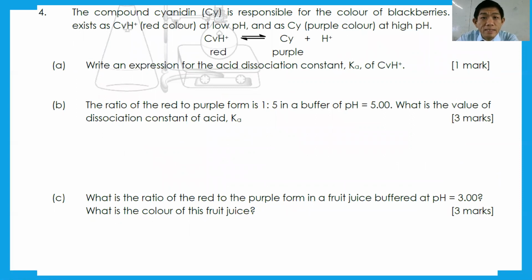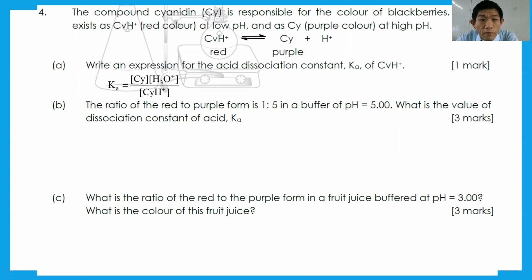Compound cyanidin, CY, is responsible for the color of blackberry. Cyanidin exists as CYH plus, red color, at low pH, and CY, which is purple color, at high pH. So according to the equation, CYH plus dissociates to become CY and H plus. So A, write the expression for the acid dissociation constant Ka in this case. So Ka is equal to CY times H3O plus over CYH plus here. So you have to be very careful with the equations used in here.